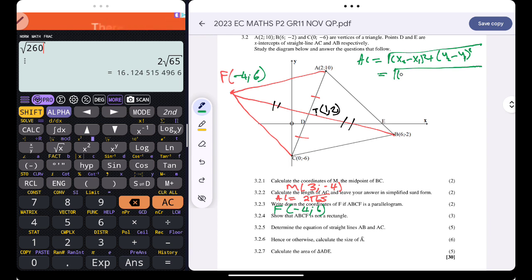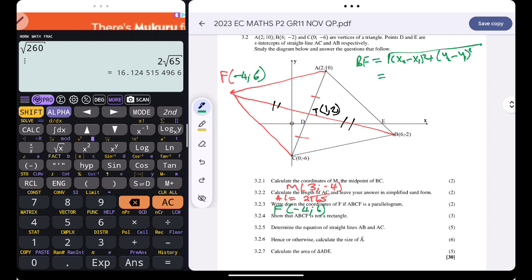So for AC, I'll just take the x value at A minus the x value at C all squared, the y value at A minus the y value at C all squared, and then... I did find the length of AC, right? Yeah, there's no need for me to find AC again. I think I just need to find the length of BF.